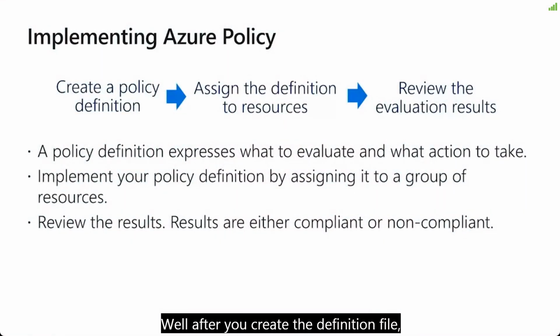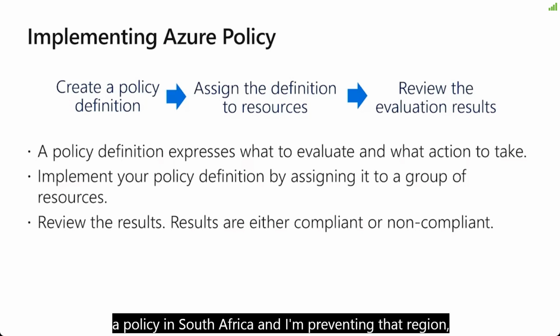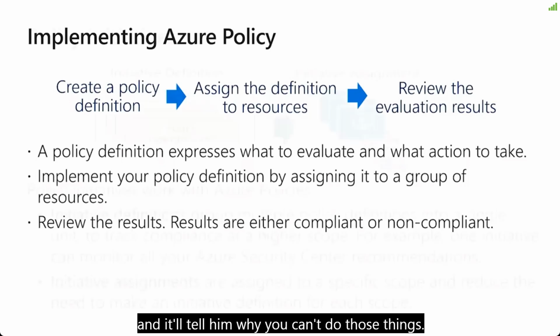But when you start working with Azure, how do you implement those policies? Well, after you create the definition file, you apply it, you assign it a scope, and you evaluate it to see what's going on. And policies have 2 effects. They can be audit policies, just to report, or they can have deny policies, which prevent users. So if Garrett were to try to create a policy in South Africa and I'm preventing that region, he'll be denied. The resource will not be created, and it'll tell him why.